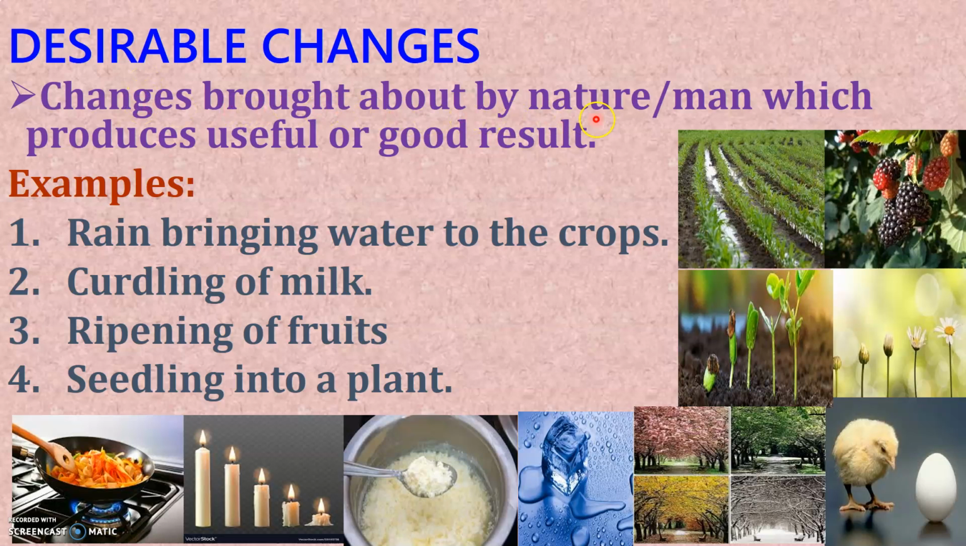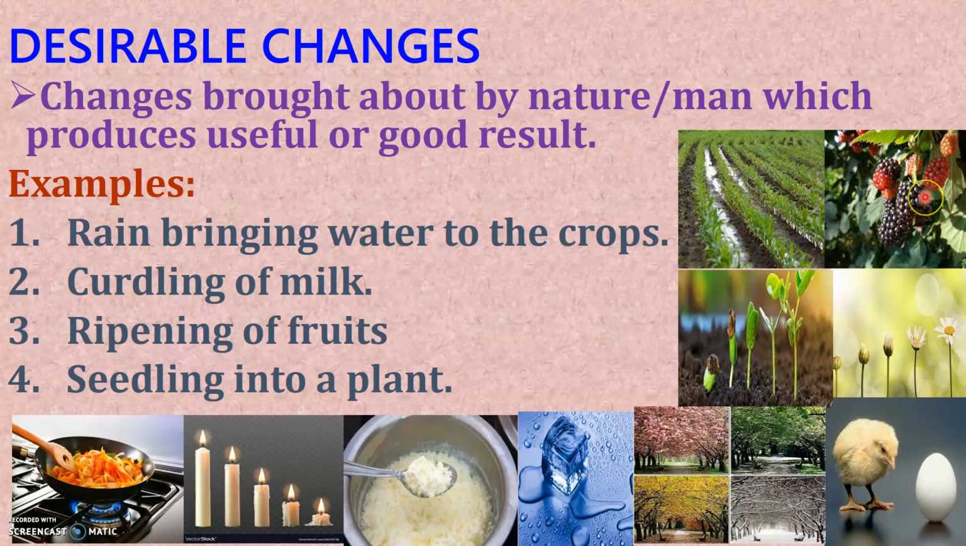Changes that are brought about by nature or man which produce useful or good results are called desirable changes. Let's see some examples. As it rains, it brings water to the crops, which helps the farmers to grow crops. Therefore, it is considered a change which is brought about by nature, which produces a useful or good result. And therefore, we call it a desirable change.